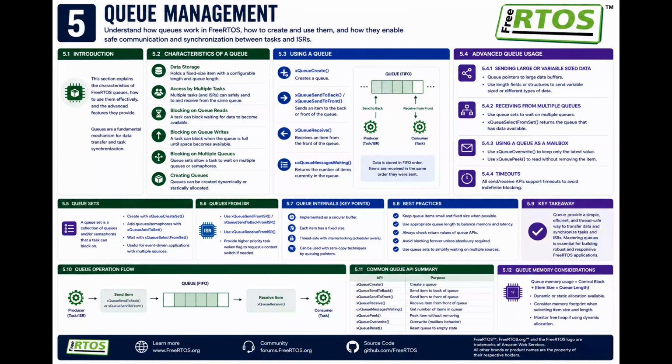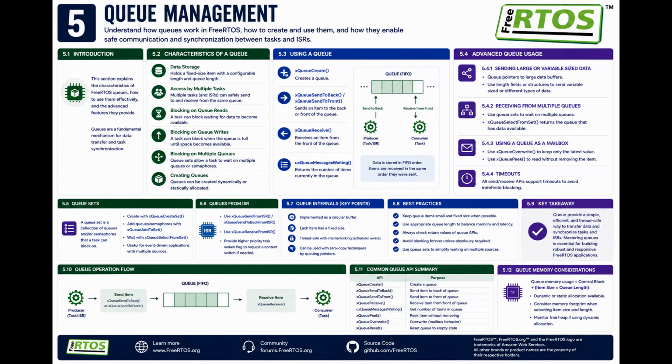Tasks must communicate, and queues are FreeRTOS's primary mechanism for doing so safely. A queue is a fixed-length, first-in, first-out buffer that holds fixed size data items. Any number of tasks can write to it, and any number of tasks can read from it. When a task tries to read from an empty queue, it can block, sleeping efficiently while data arrives or a timeout expires. When a task writes to a full queue, it can likewise block until space frees up.